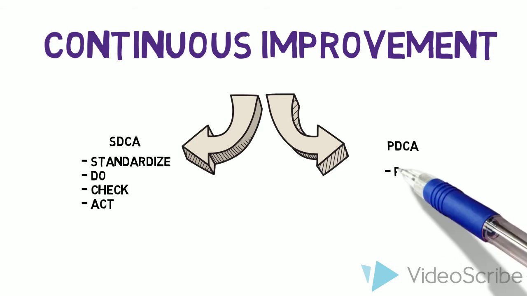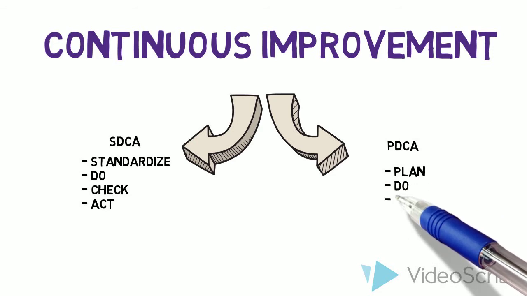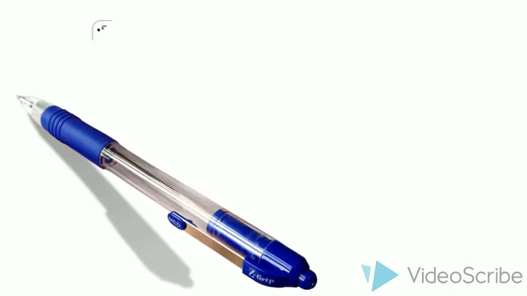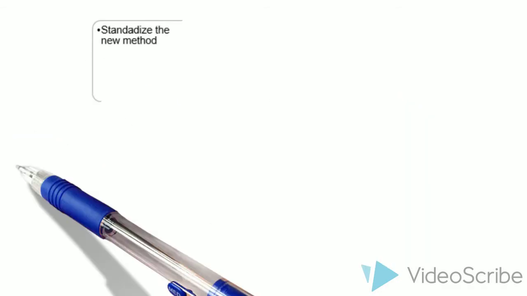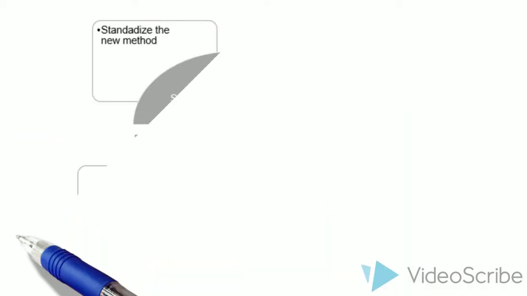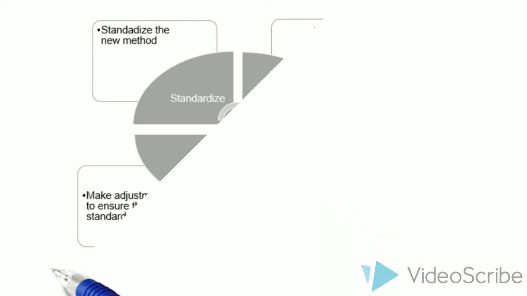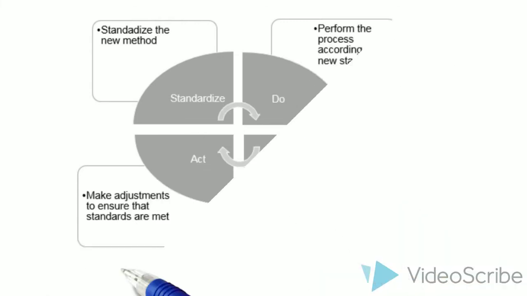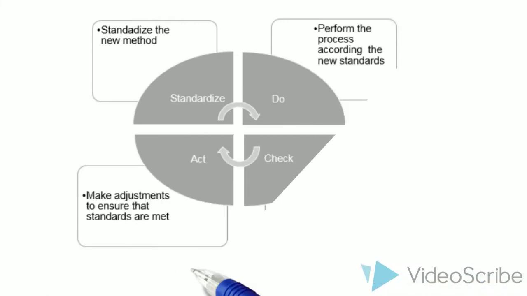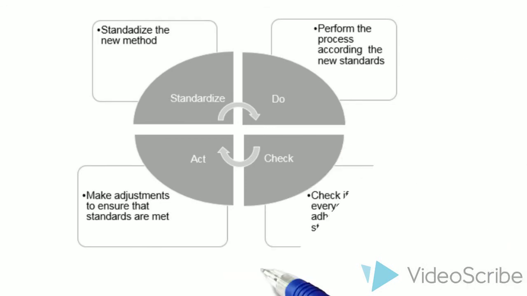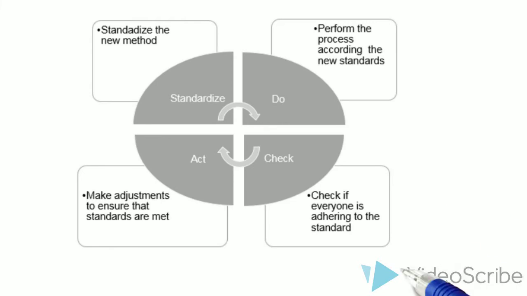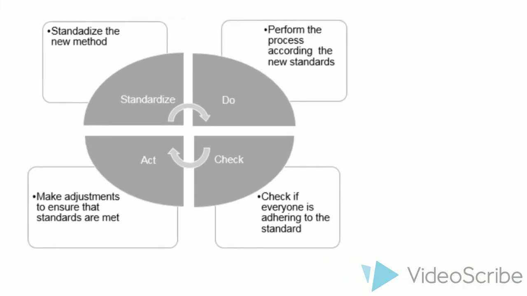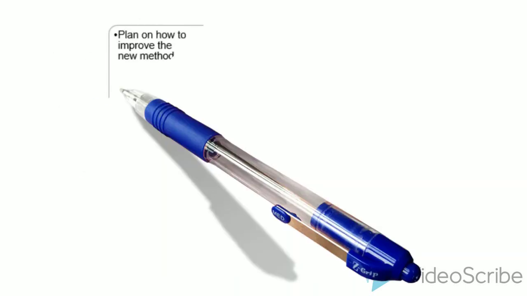And then we have the plan, do, check, act, the PDCA tool. It ensures continuous improvement over time. First, we plan on how to improve the new method. Then we use the new method to perform the process, and then we make adjustments to the improvements to make it better. From there, we check if the improvement exceeds the current standards so as to decide whether to implement them.